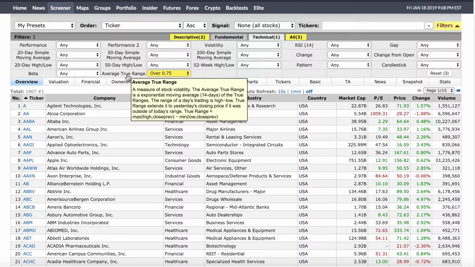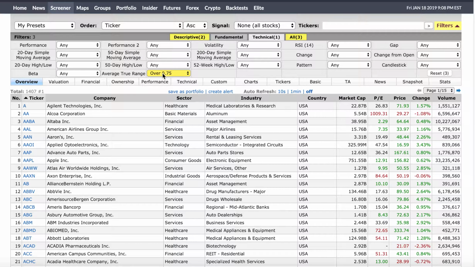Average true range is really a measure of the difference between the high and low. So let's say the stock is trading at $101 today, and during the day the high was 102 and the low was 101, so that's a $1 move. You want to find big movers, stocks which have a big average true range. Generally over 75 cents is a really good one.